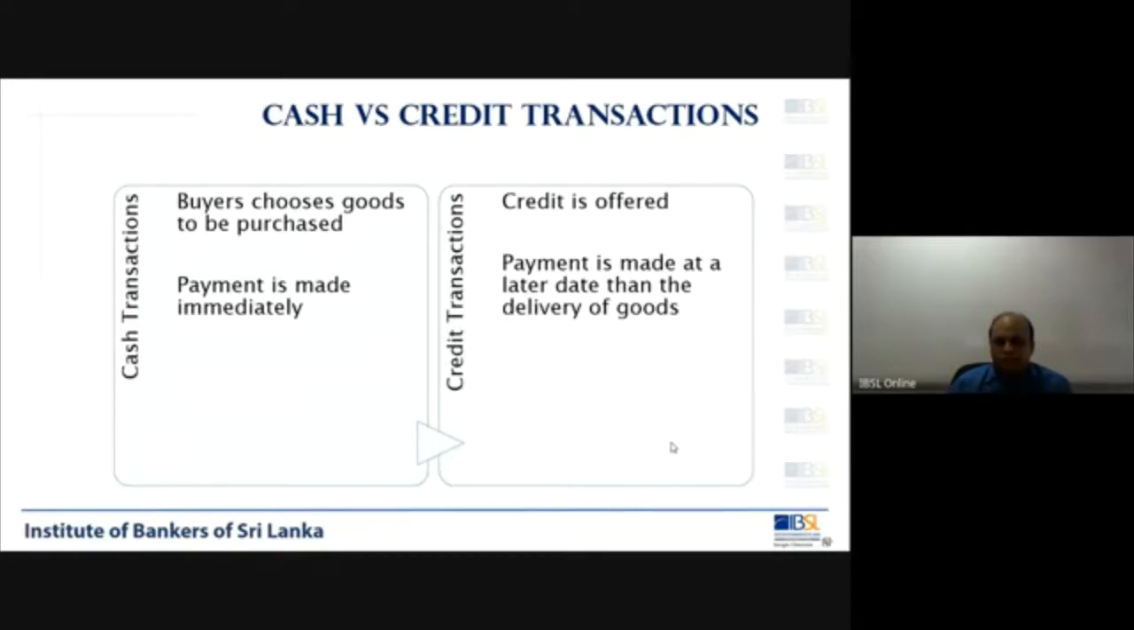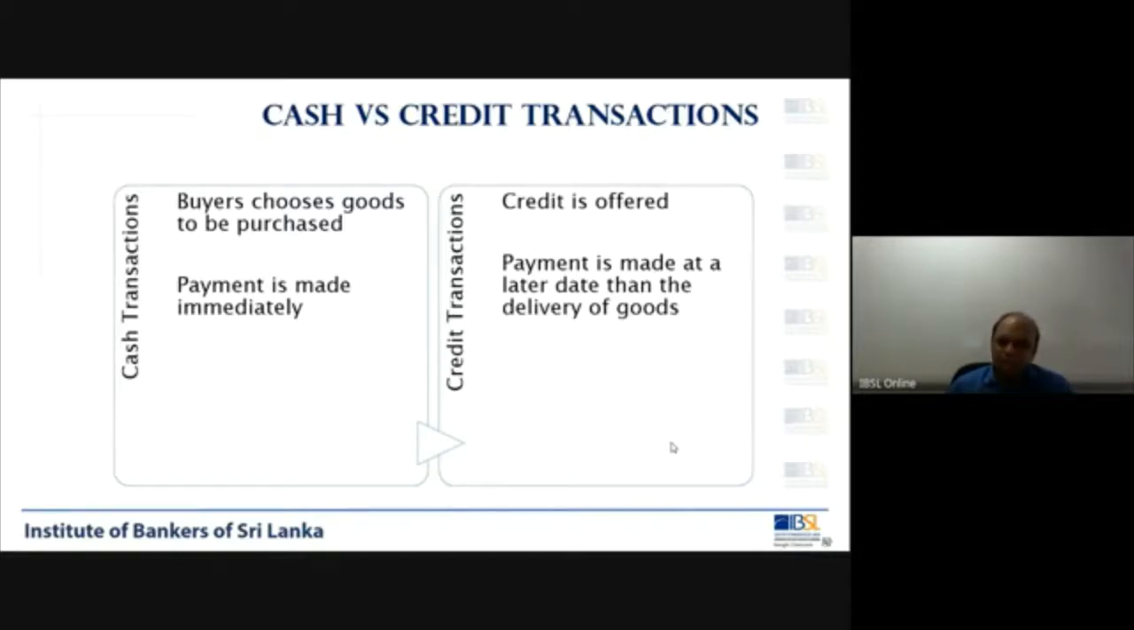What do I mean by delivery of goods? For example, you go to Abans and you would like to purchase a refrigerator. When you purchase a refrigerator, you may not be immediately in a position to carry it and take it home. So later on, they will deliver it to your doorstep. You will pay today and go home and the goods will be delivered. That is where a cash transaction is.